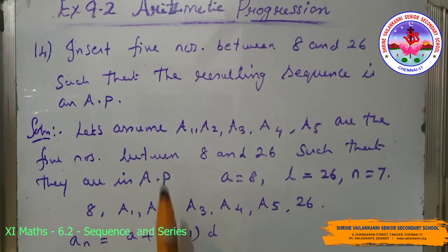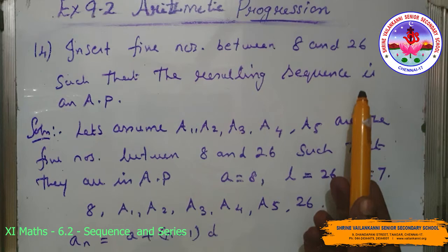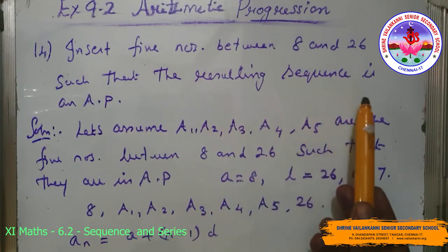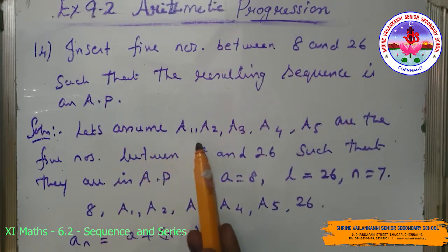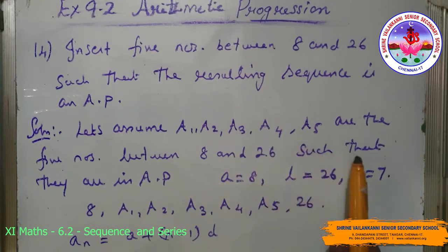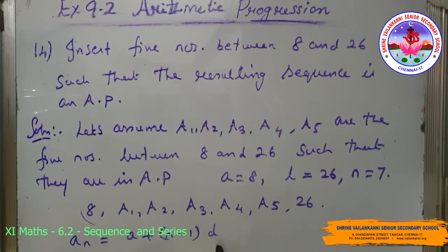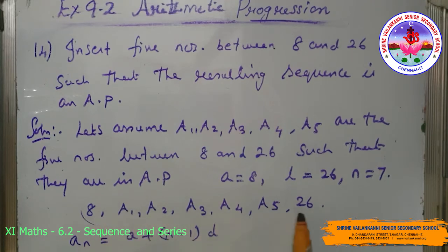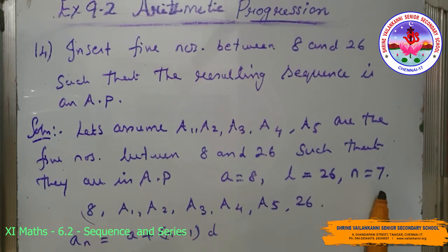14th question. Insert 5 numbers between 8 and 26 such that the resulting sequence is an AP. Let's assume that A1, A2, A3, A4, A5 are the 5 numbers between 8 and 26. So we can write this AP as 8, A1, A2, A3, A4, A5, 26. Here the first term a is 8 and the last term a_n is 26. So a_n equals a plus (n minus 1) into d. So we have totally 7 terms, so n equals 7.